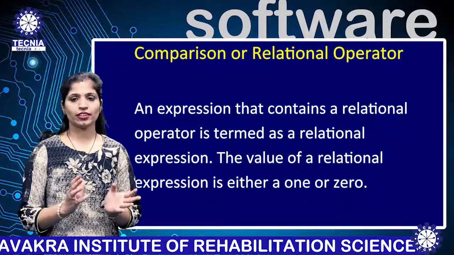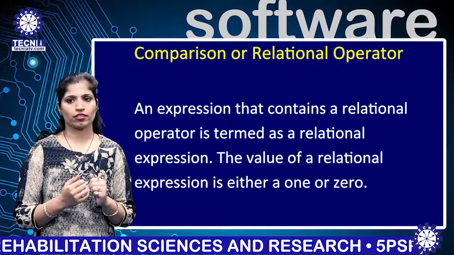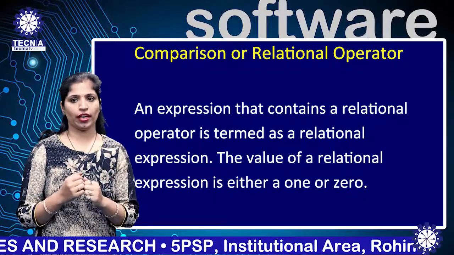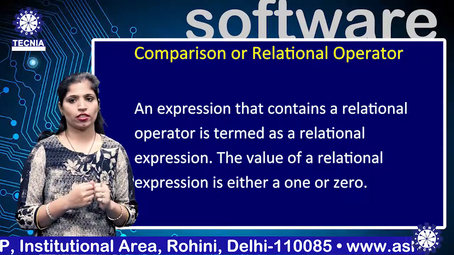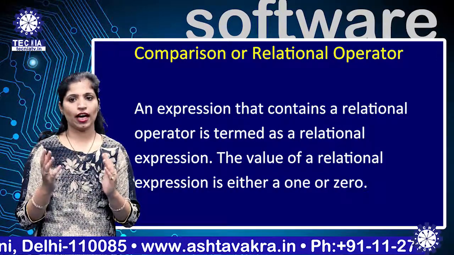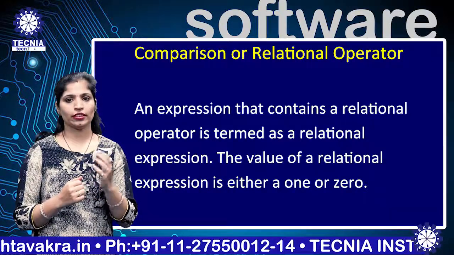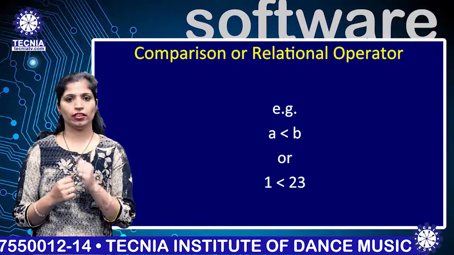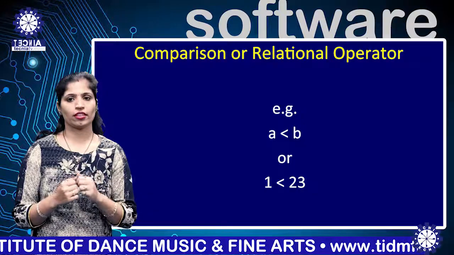In most cases, decision-making processes involve two or more quantities and depend upon their relations. For example, to compare the age of two persons or the price of two different items and so on. These comparisons can be done with the help of relational operators. An expression that contains a relational operator is termed a relational expression. The value of a relational expression is a 1 or a 0. For example, A is less than B. Here A and B are the operands and less than is a relational operator.